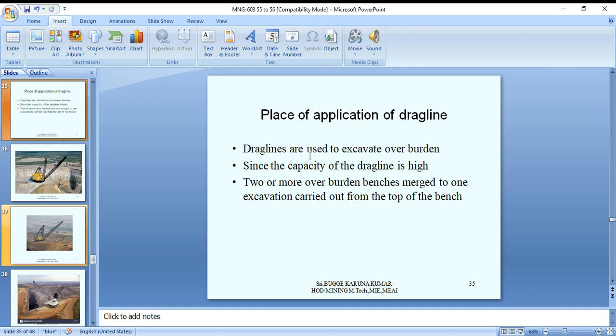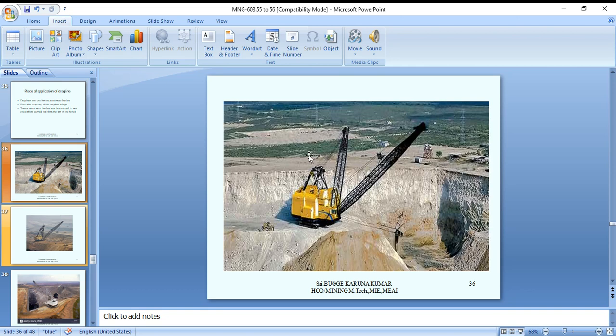Draglines are used to excavate overburden. Since the capacity of the dragline is high, two or more overburden benches merge into one excavation carried out from the top of the bench. See very clearly here the depth of digging: the bench stays at the high level, and the dragline bucket is working at the lower level.